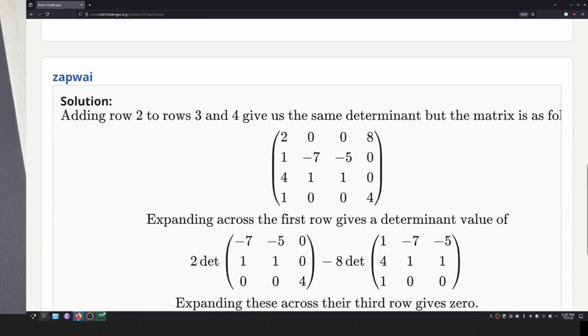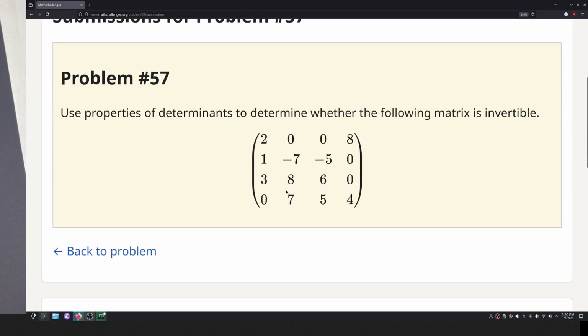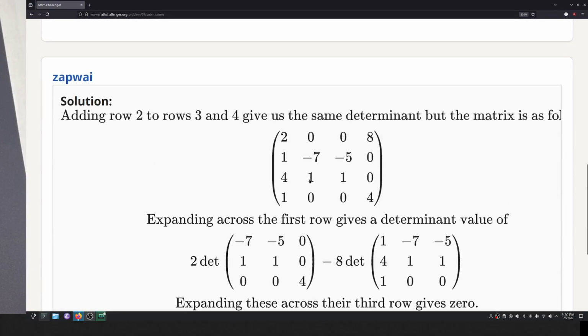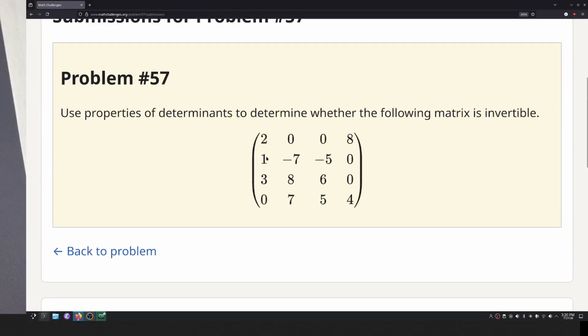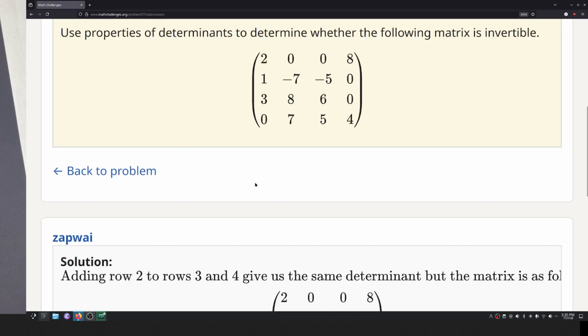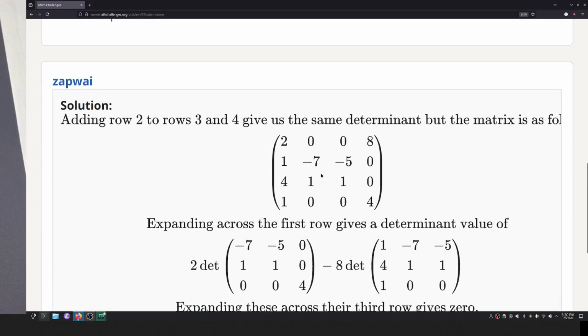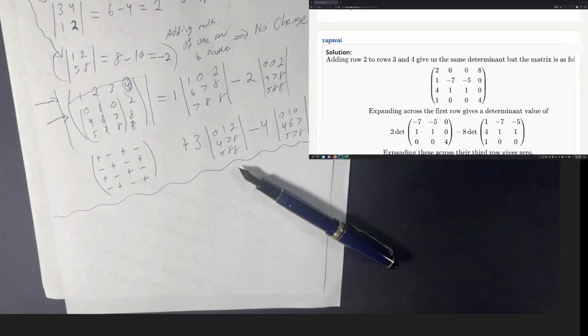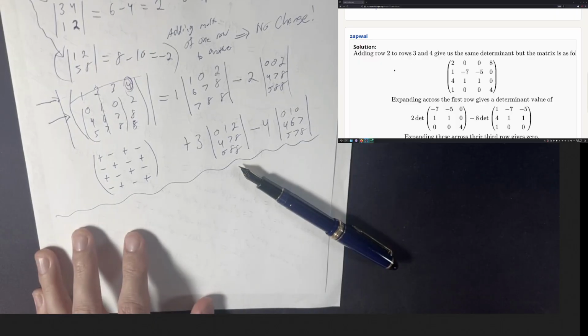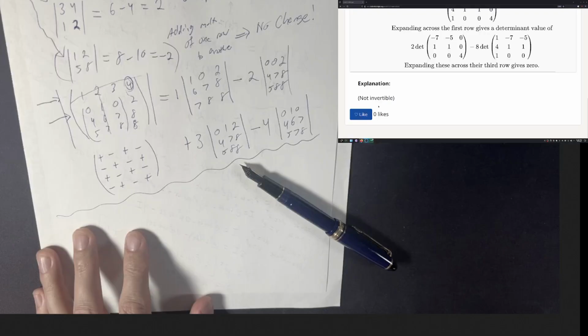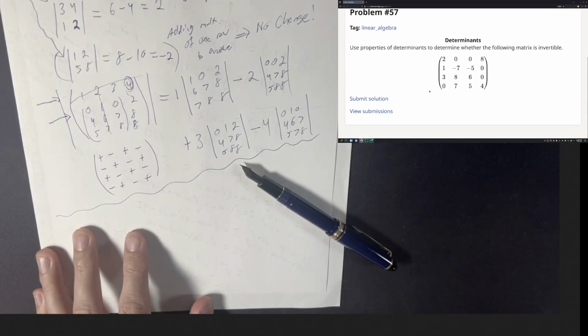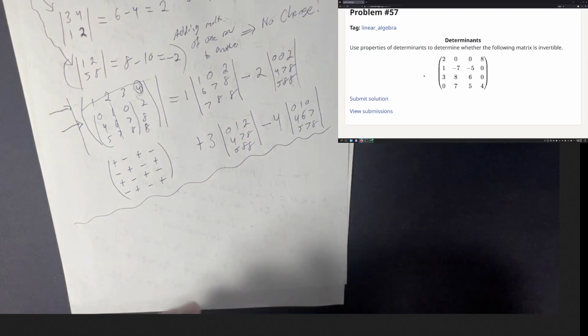I mean, it makes the numbers smaller. You see how it gives you 4. If you add row 2 to row 3, it gives you 4, and then 1, and then 1, and then 0. So it looks like I took it to this, and then I expanded across the first row. But that's really not necessary. I was just trying to make the work easier on myself. I don't think that was super necessary.